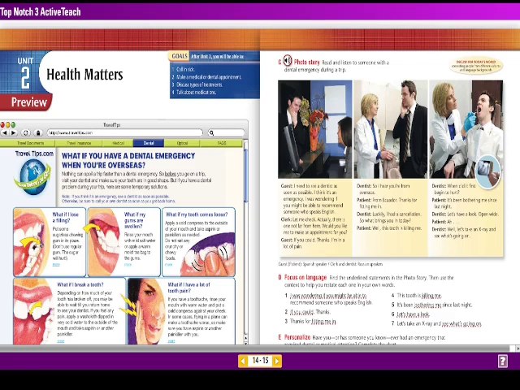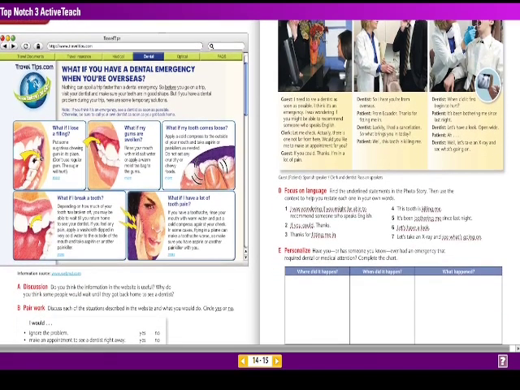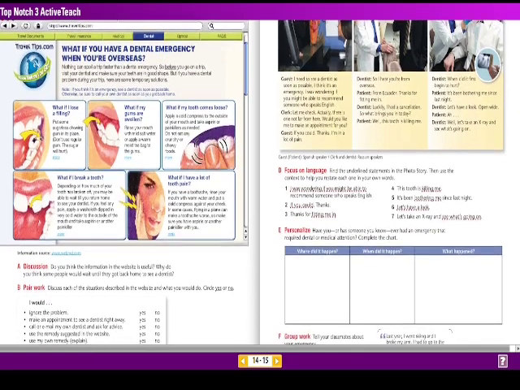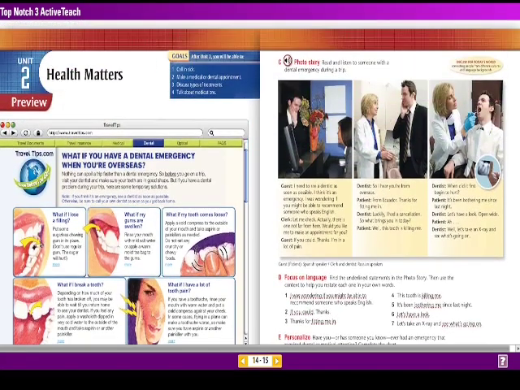Okay, to begin with the unit, we have a website that gives us some advice on how to deal with a dental emergency abroad. We can discuss that in class. Then we have how to make an appointment for an emergency in a hospital or at the dentist. Let's listen. Page 15. Exercise C.